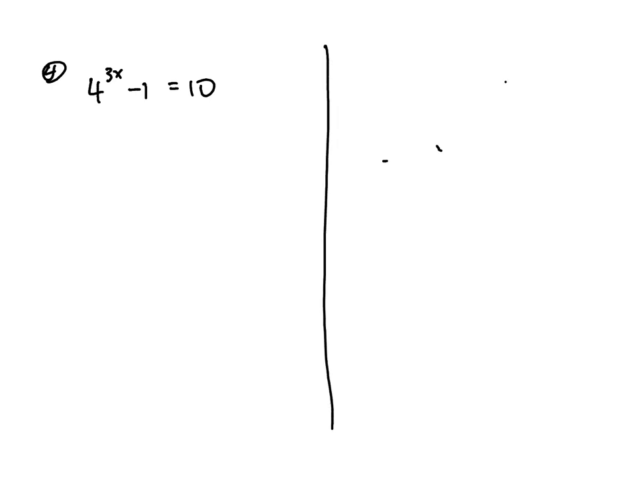Now for the next set, you're solving exponential equations. So you got 4 to the 3x minus 1 equal to 10, right? So the suggested rule is this: isolate b to the x. So in this case, if you want to isolate b to the x, I have 4 to the 3x equals 11.